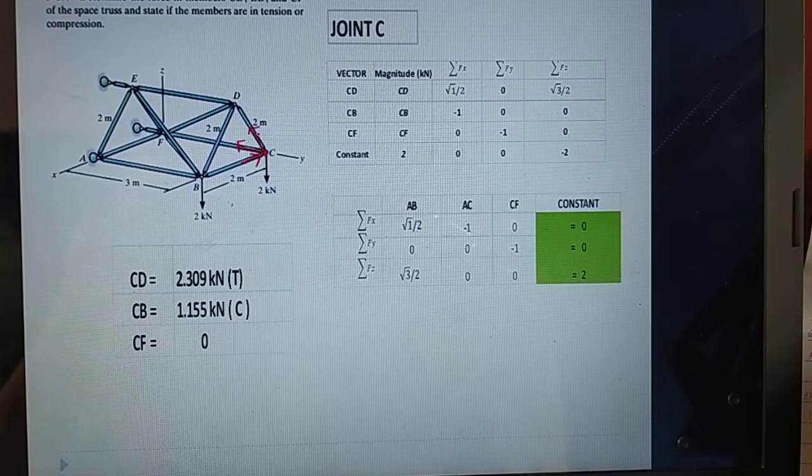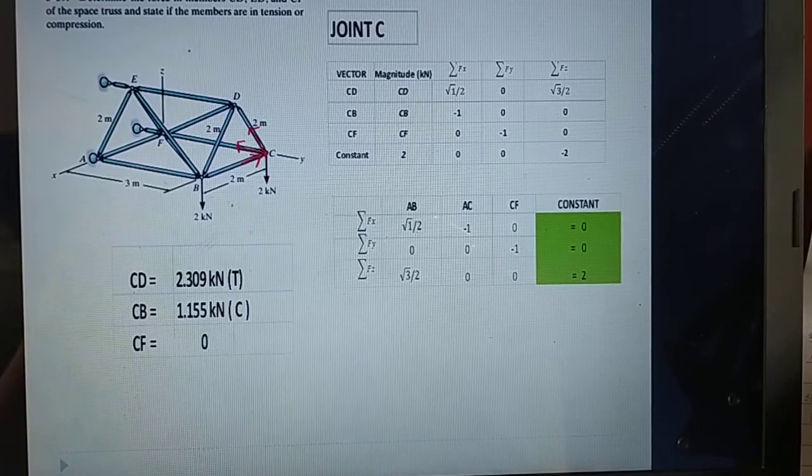Okay, so this is an equilateral triangle. The overall length of CD is already 2. This is 2 and this is 2. The length of member AB and member CF is 3 meter. So the diagonal has projections along the X, Y, and Z axes. So you get the same procedure we discussed lately.